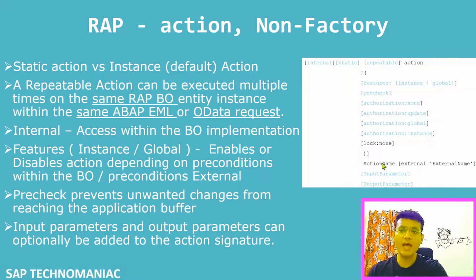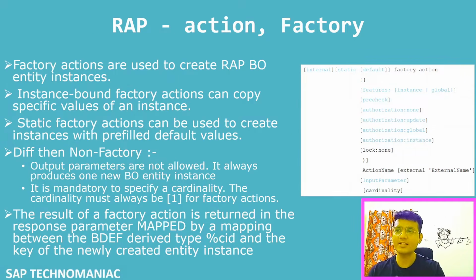And finally, we can give the action's name, what action you want to perform, and you can give some external name, which will be visible to the auditor service. Along with that, we can give some importing parameter and exporting parameter as per our requirement. We will discuss importing and exporting parameters more when we really develop this particular RAP action.